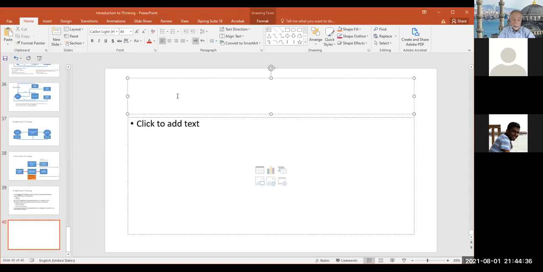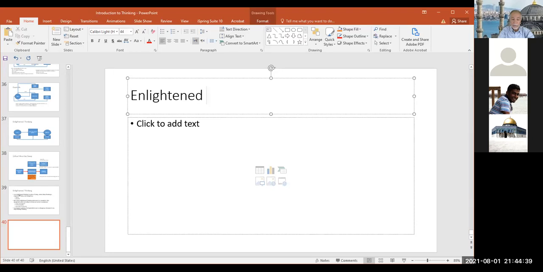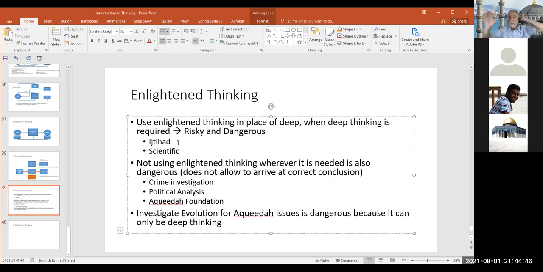Can I ask a quick question whilst you're typing? Yeah, go ahead. In the previous slide, when you mentioned the scientific and also the ijtihad. Yes. So just to be clear on the classification, for instance, say the topic is climate change in science. If a scientist is studying air pollution levels, carbon dioxide, all of that, and then he's coming up with a conclusion as to whether there is a climate issue or not, then he would study that very, very deeply using all the evidence. Would him then looking at the political considerations as a result of his research be classified as him now entering the realm of enlightened thinking? Okay.